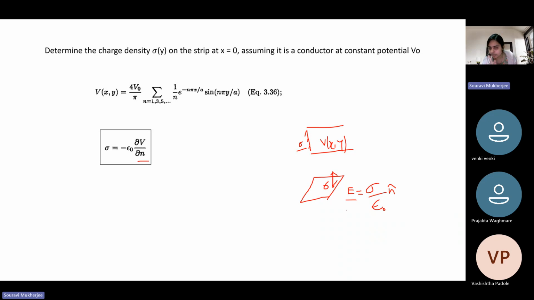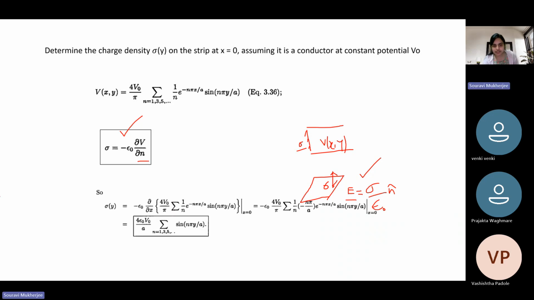Is it clear? Whenever you know the potential in a region and you are asked to find the surface charge on a surface there, you have to use this relation. Either you find the electric field and then use this relation, or directly use this relation. So for this question, you know the potential. You take the derivative with respect to x and multiply by minus epsilon naught. That gives you the value of sigma, which is your charge density.